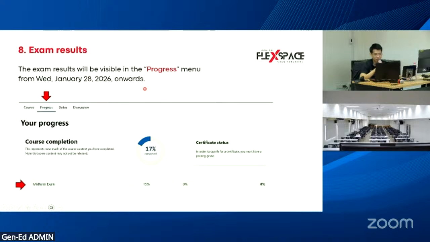And the exam result will be visible in the progress menu. That's the same place where you check your course grade, from Wednesday, January 28, 2026 onward. Now, under the midterm exam section, you will see your exam score, from Wednesday, January 28, 2026 onwards.